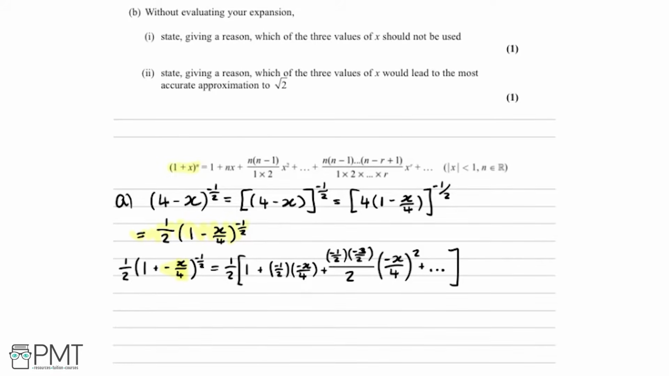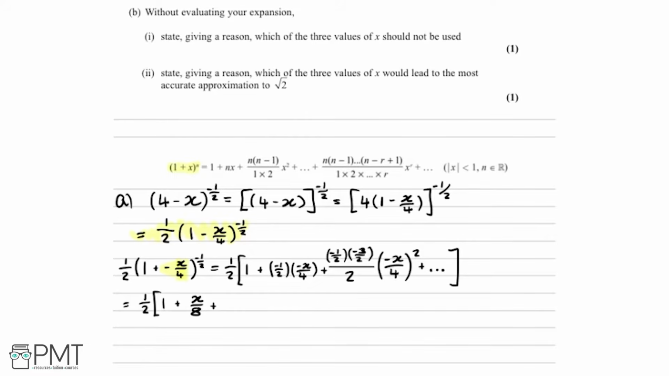However, in the question it says we only need to go up to the first 3 terms, so that's all we need to work out. Now we're going to multiply out these brackets a bit and tidy it up. So again, we've still got the half and the 1 here. Okay, so the minus a half multiplied by minus x over 4 is going to be x on the top over 8.